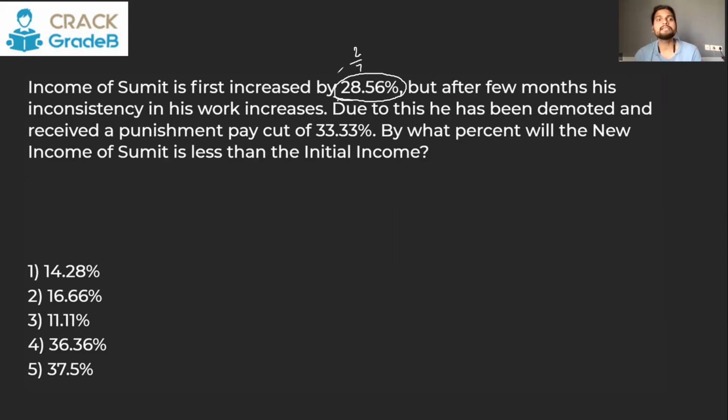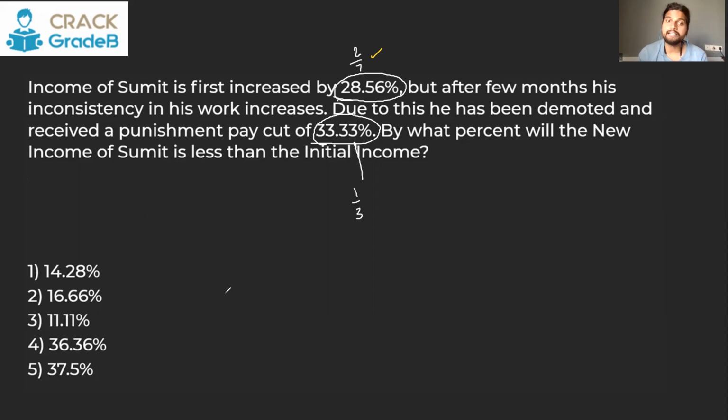But after a few months, his inconsistency in work increased, due to which he has been demoted and received the punishment of a pay cut of 33.33%. That means his salary decreased by 33.33%. What is the fraction? Fraction is 1 by 3. So, first his salary is going to increase by 2 by 7. So you can start by considering his initial income as 7, because you have to divide the number by 7. So the best figure to start with is 7.